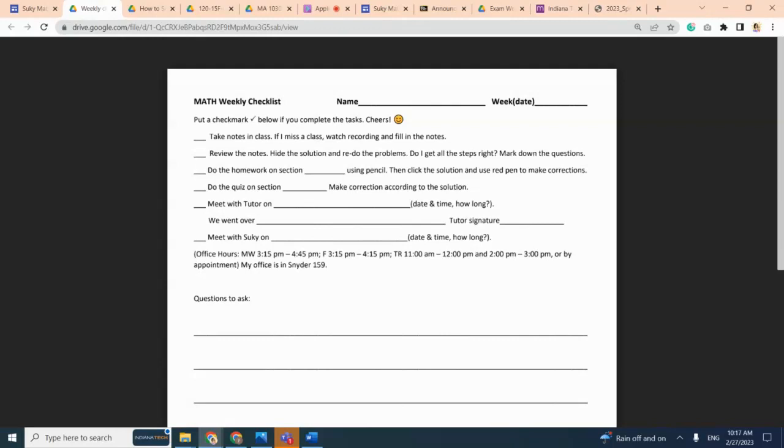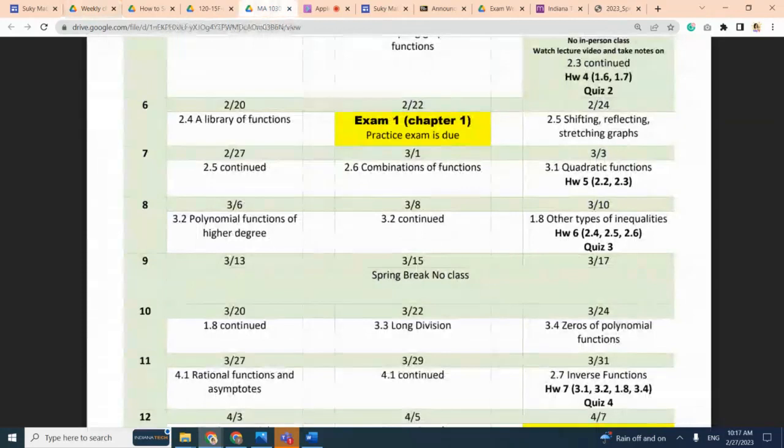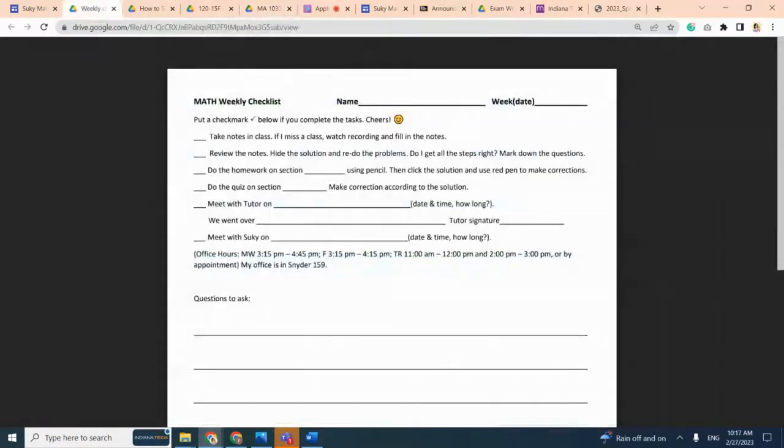Do your homework on time. So this week's homework is on section 2.2 and 2.3, which is the series we talked about. Okay, so write it down: section 2.2 and 2.3. And so you review your notes and then do your homework, using pencil first, then check the solution and use a red pen to make corrections.